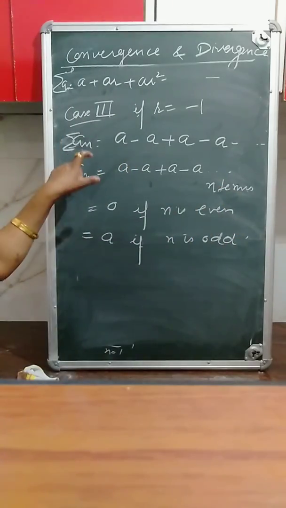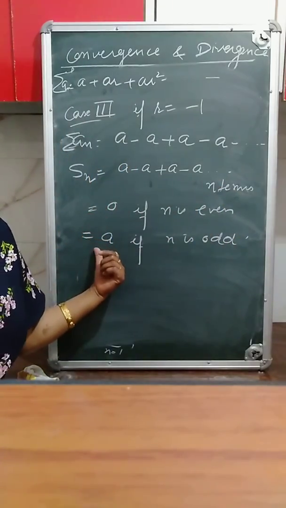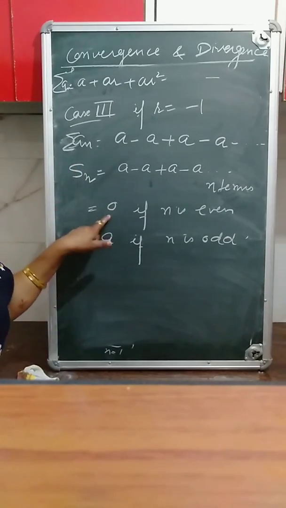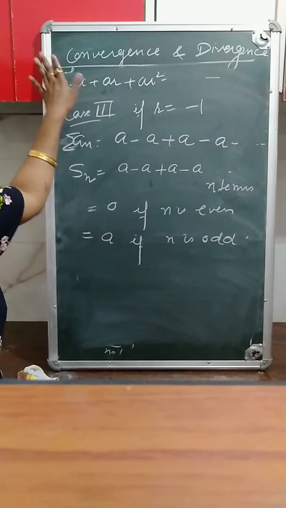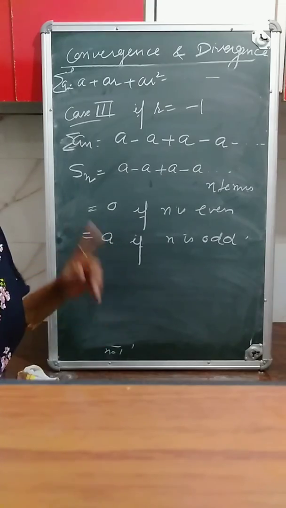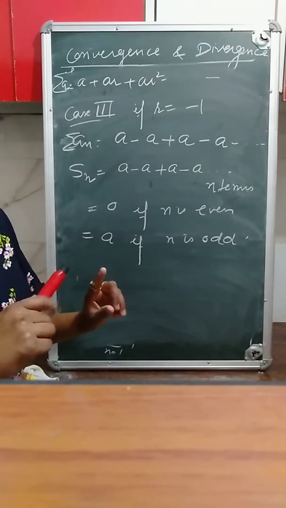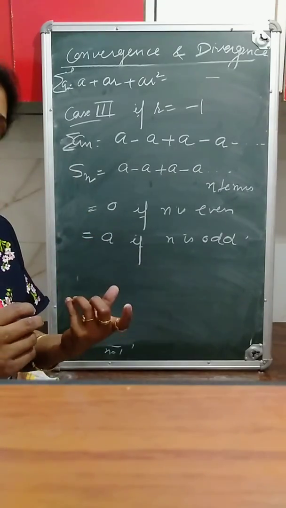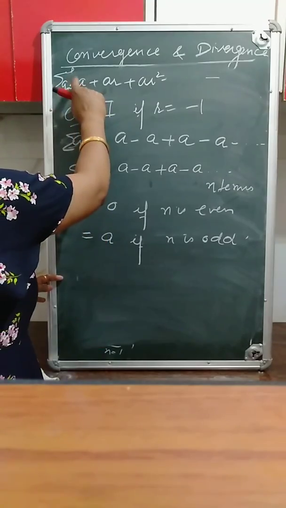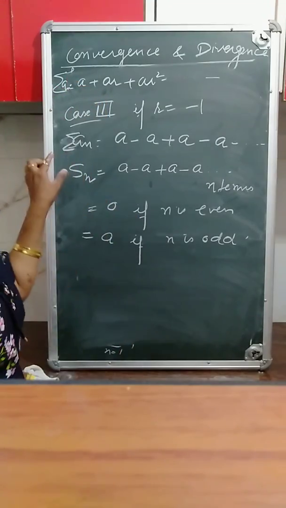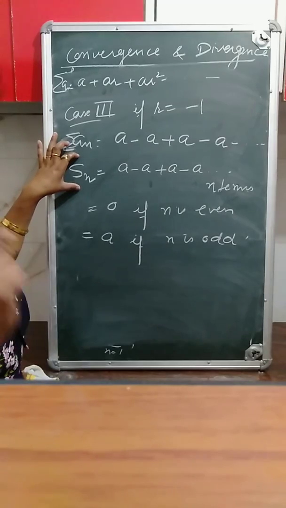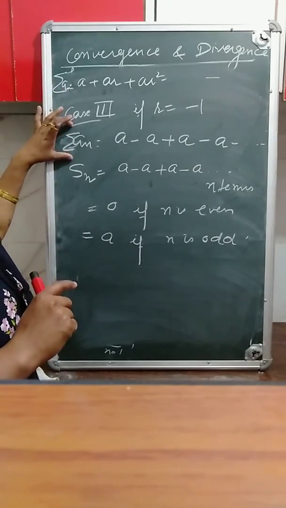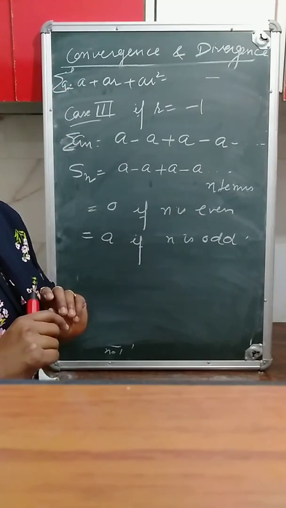So Sn oscillates between 0 and a. As Sn oscillates between 0 and a, the series summation an will oscillate between 0 and a. That means it oscillates between finite limits, and therefore the sum of this series is oscillatory. Then this sequence Sn is oscillatory, and therefore this series will oscillate finitely.